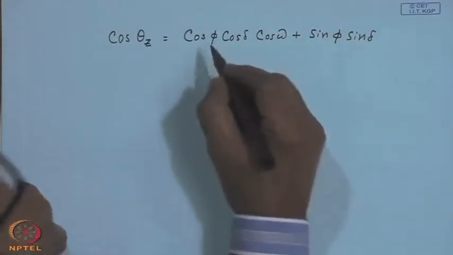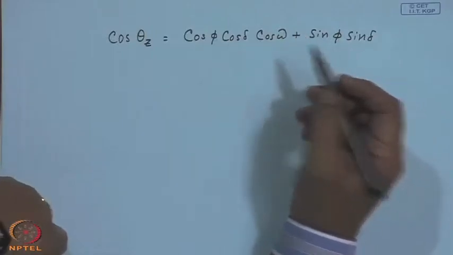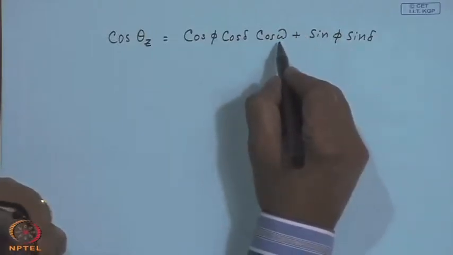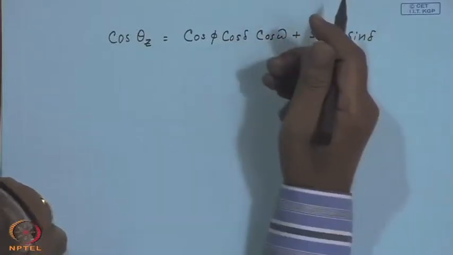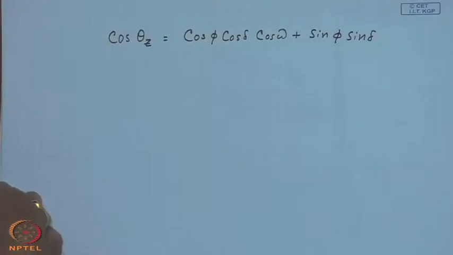And then for a chosen phi and delta, you give omega and plot, and you will find that theta z is equal to pi by 2 at omega s given by cos inverse of minus tan phi tan delta, and in general it will be decreasing and it will be minimum at the solar noon time.